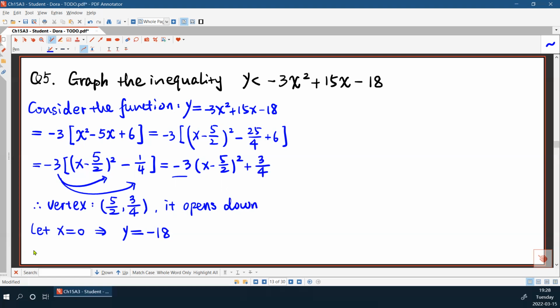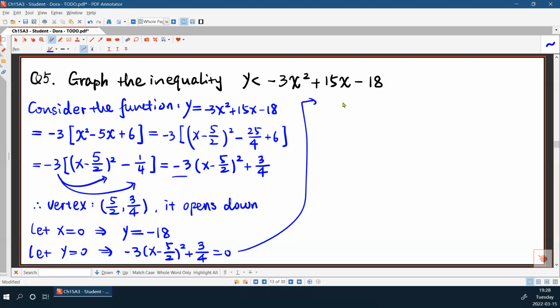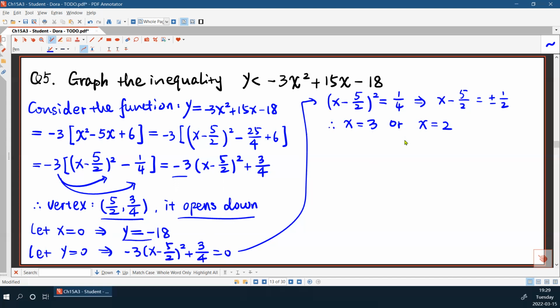Okay, next one. We can let y be 0 to find its x-intercepts. So if y is 0, you know that -3 times x minus 5/2 squared plus 3/4 is 0, right? And this gives us x minus 5/2 squared is actually 1/4, right? Then we know x minus 5/2 is either positive or negative 1/2, right? Therefore, x is either positive 1/2 plus 5/2, which is 3, or x is negative 1/2 plus 5/2, which is 2, right? Okay, so we know the vertex, direction, y-intercept, and x-intercepts.